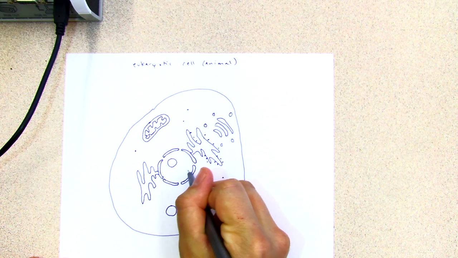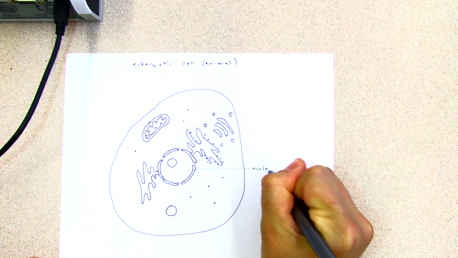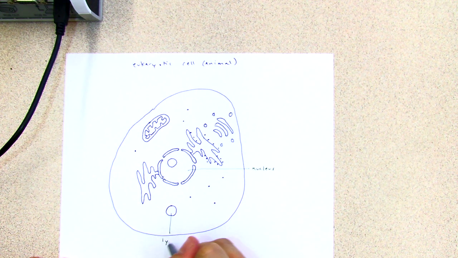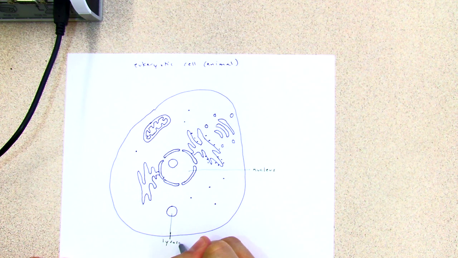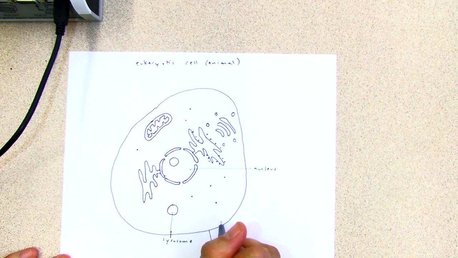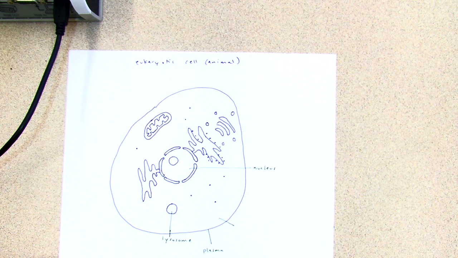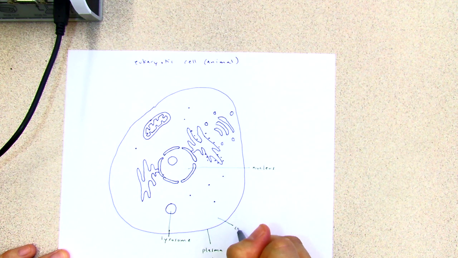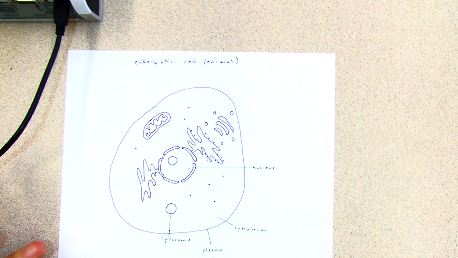I'm going to label the nucleus. I'm going to label a lysosome. Oh, I'm going to extend that line, lysosome. This line here is representing the cell membrane or the plasma membrane. They're the same thing. You can write either. Plasma membrane. The plasma membrane controls what goes in and out of the cell. And then this internal area of the cell is full of this jelly-like liquid called the cytoplasm. The cytoplasm is what all those organelles are resting in, so the cytoplasm.